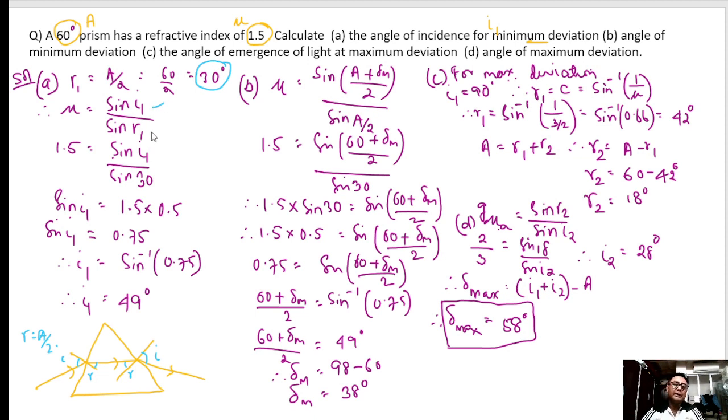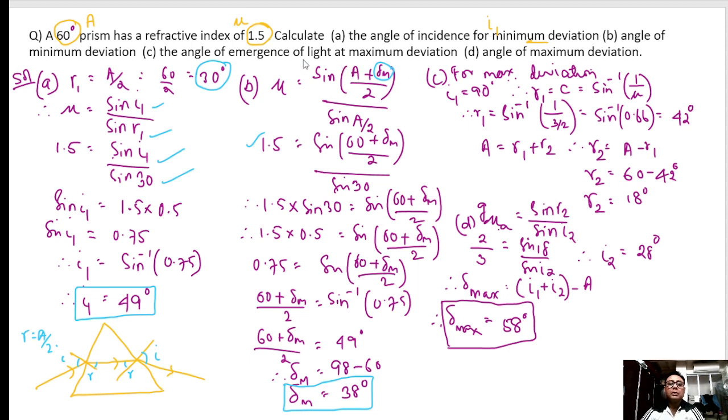Now refractive index is sin I1 by sin R1. So we don't know I1, we know refractive index. We can find out the I1, which is coming 49 degree. That means it is hitting at 49 degree, the angle of incidence. Second, angle of minimum deviation. So this is the refractive index formula. So we have to find this part. Refractive index we know, A we know. So putting all the values and calculating, we are getting the angle of minimum deviation is coming 38 degree. So please go through the calculations.